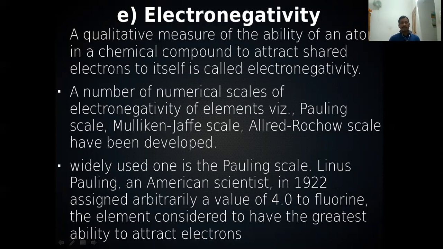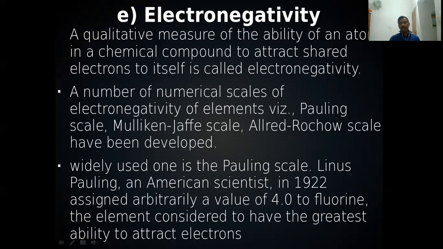So based on this, many scales were developed to express electronegativity. Examples: Pauling scale, Mulliken-Jaffe scale, Allred-Rochow scale. These are some of the scales. But the widely accepted one is the Pauling scale, and in our periodic table, and in your class table, the electronegativity values are given in the Pauling scale.